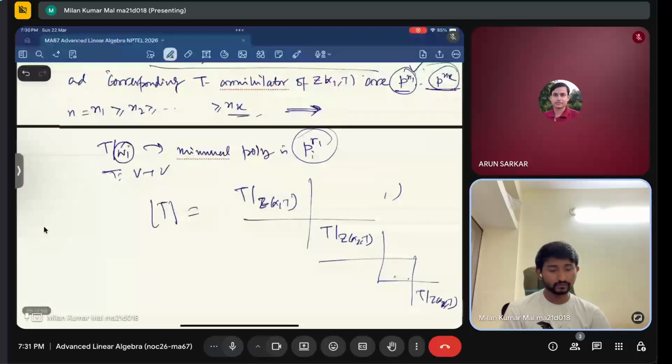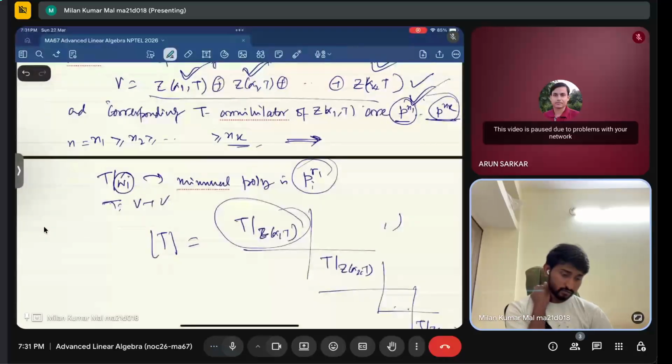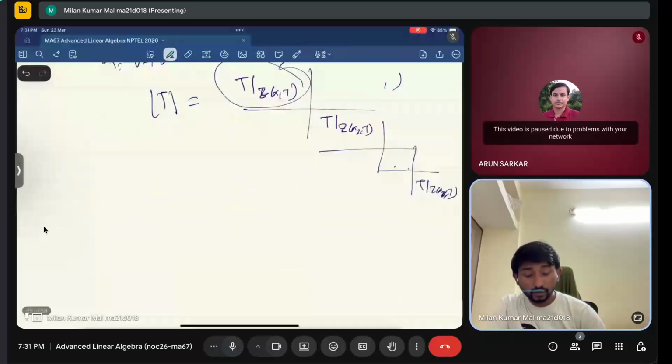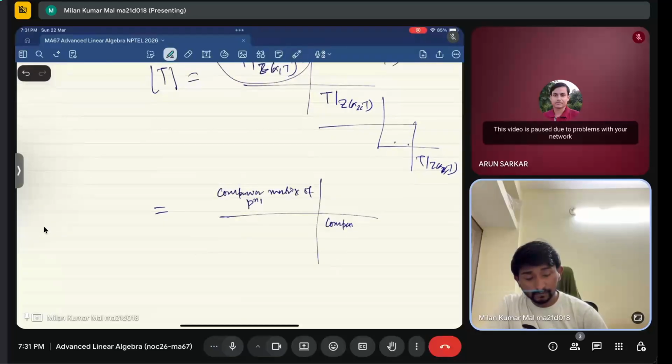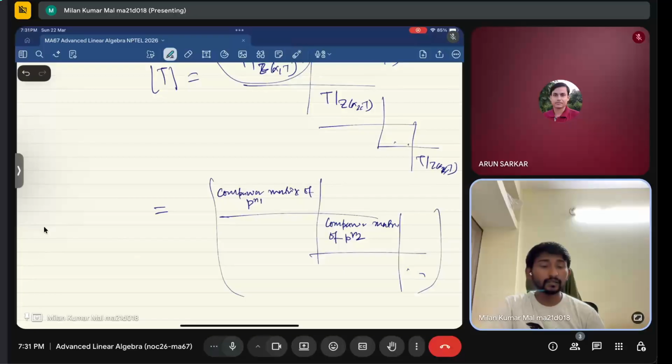So these are the companion matrices. The first is the companion matrix of p to the power n1, the next one is the companion matrix of p to the power n2, and like this we go on. So this is a much simpler form.